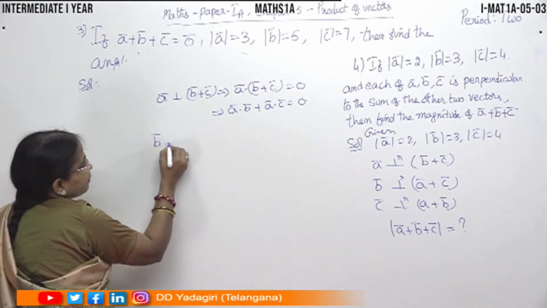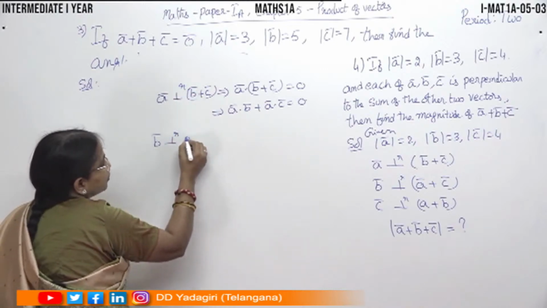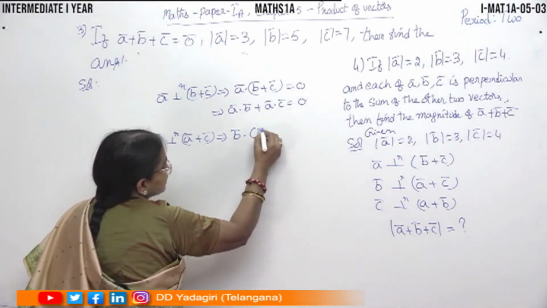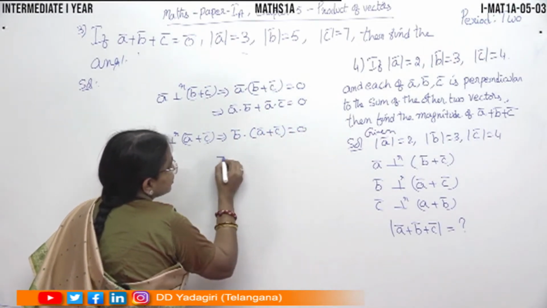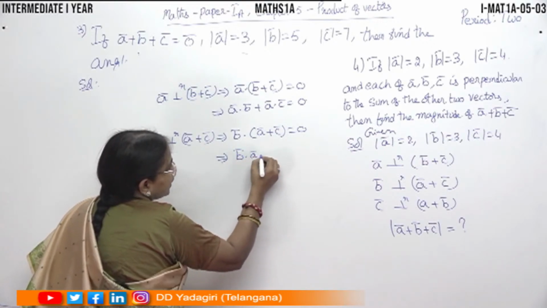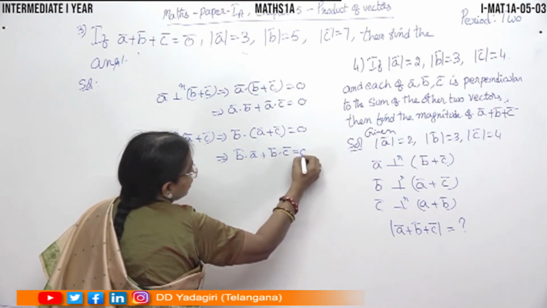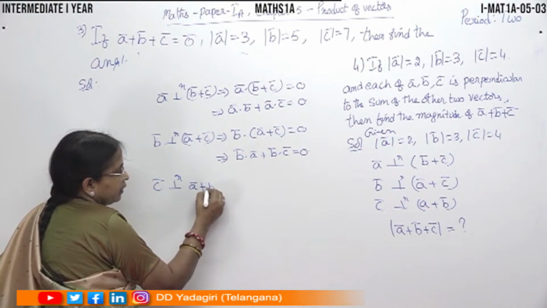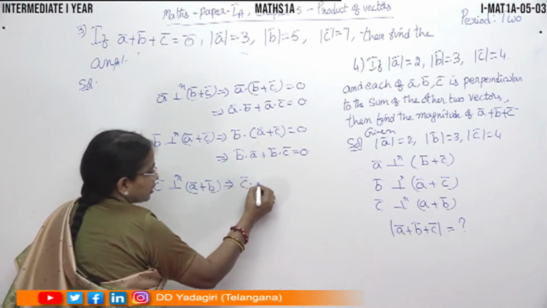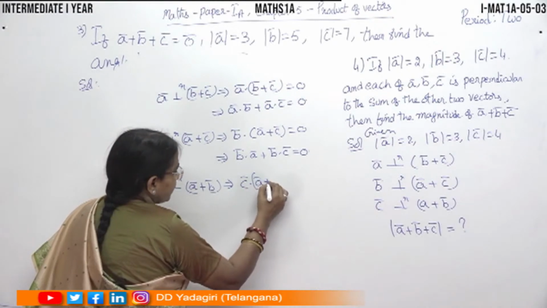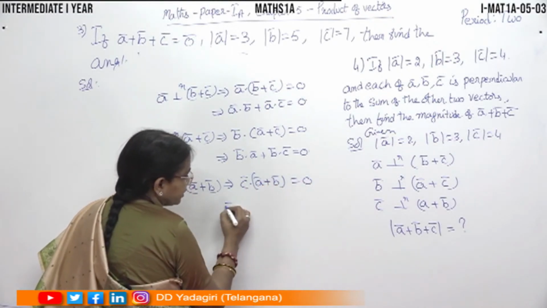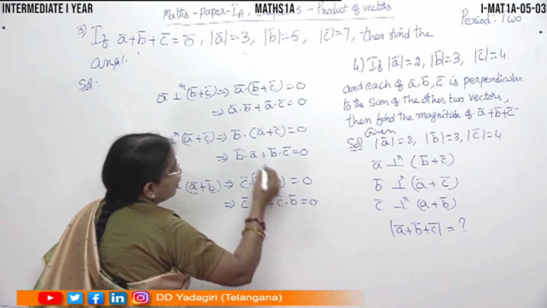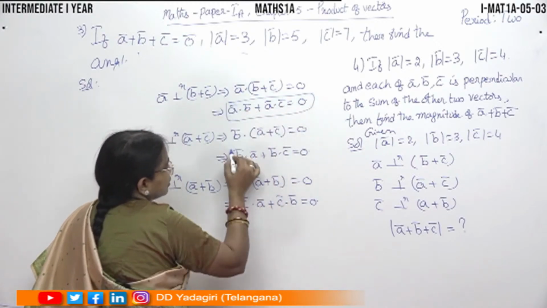Similarly, you have B is perpendicular to A plus C. So again B dot of A plus C is equal to 0. That means B dot A plus B dot C is equal to 0. Similarly, C is perpendicular to A plus B, which implies that C dot of A plus B is equal to 0. So that means C dot A plus C dot B is equal to 0. Now you take these three equations.